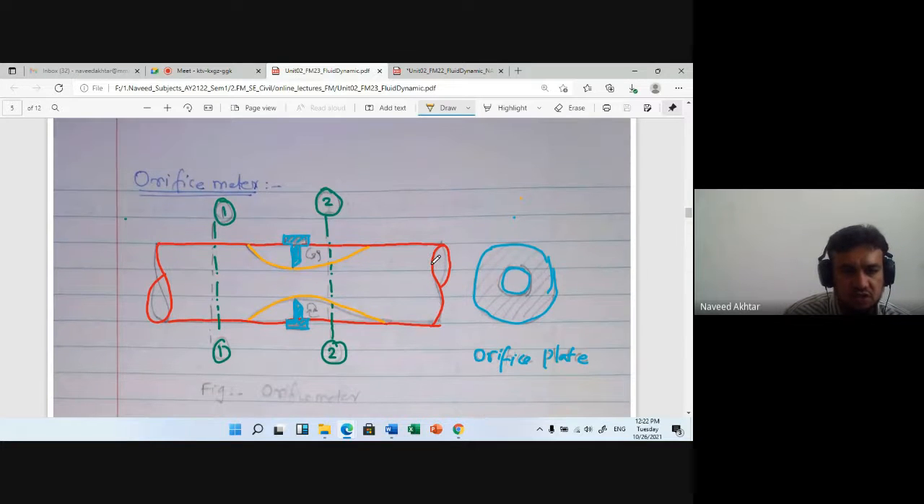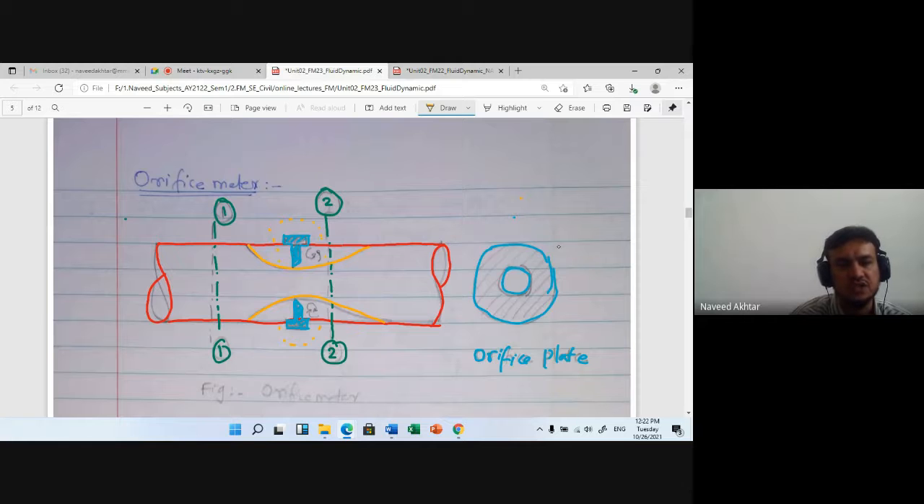So these are the devices that are based on the application of Bernoulli's principle. The orifice meter is cheaper than the venturi meter and requires less length for the installation. So you can say there is no convergent or divergent portion. Only this portion you can adjust here.